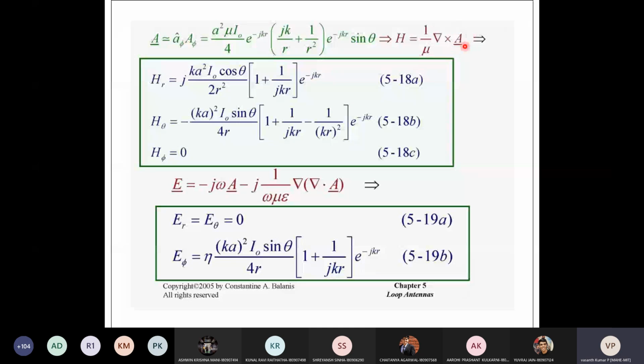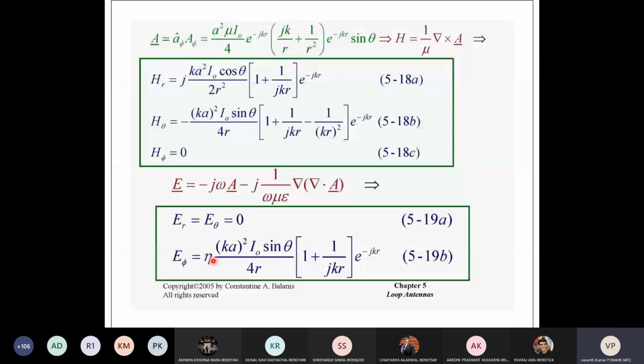Curl of A in spherical coordinates. A is given by this. Only the A phi component is present. Okay. So you get H to be this form. Okay. And E can be found out by this expression, but otherwise there is a simple formula. What is that? Curl of H is equal to j omega epsilon E. So if you do curl of H by j omega epsilon, you will get E. So ER is equal to E theta is equal to 0, and E phi is equal to.